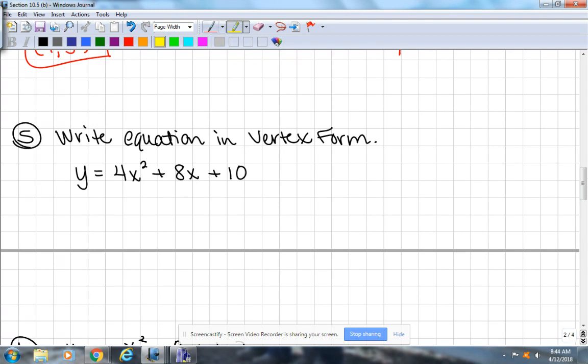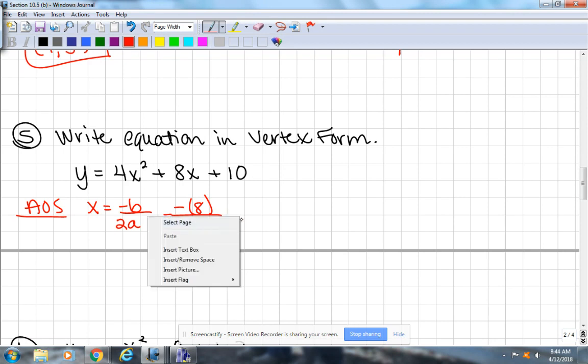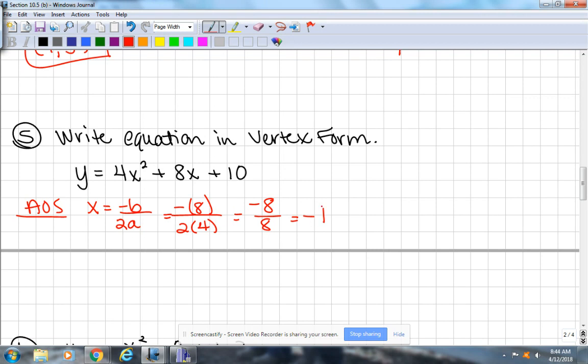So my AOS, what's the formula for that? X equals -b over 2a. So negative, what's my b? Over 2 times what's my a? 4. Then I simplify. Sorry. -8 divided by 8 equals what? -1. So x equals -1. The axis of symmetry. Then what do I do with that?